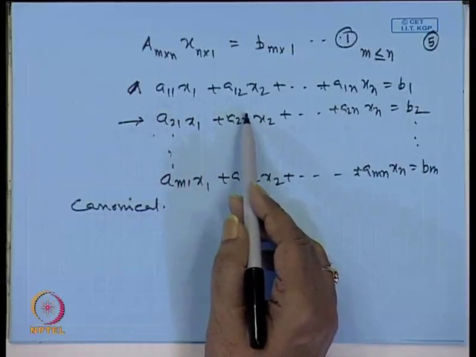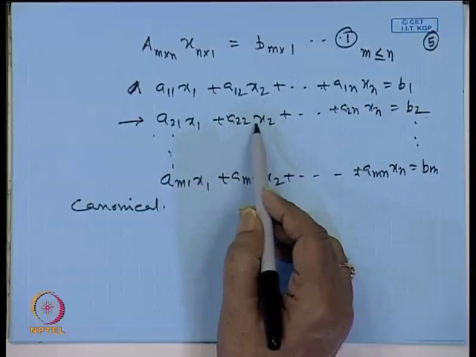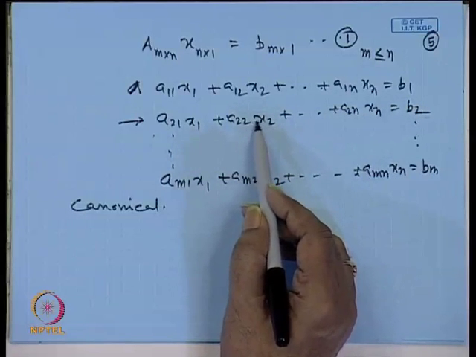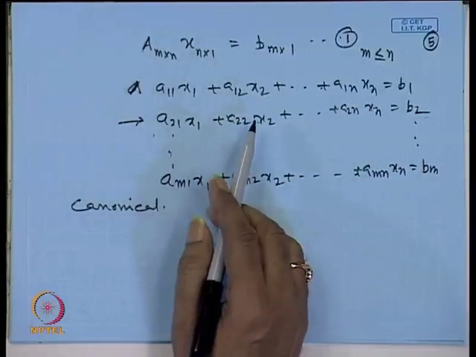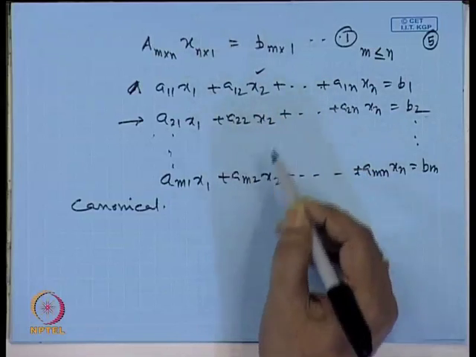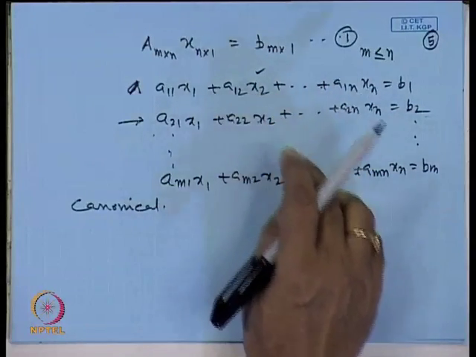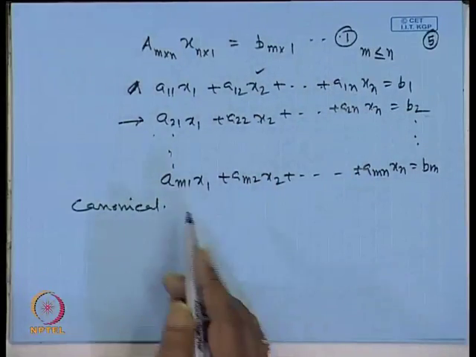You divide by the coefficient, so that the coefficient associated with x2 becomes 1. Then you eliminate x2 from equations number 1, 3, and so on, and you continue up to variable xm.